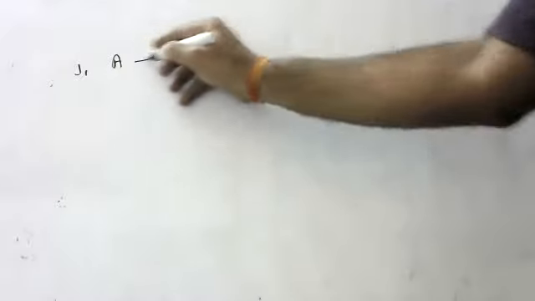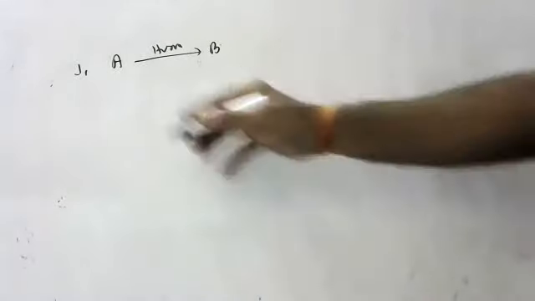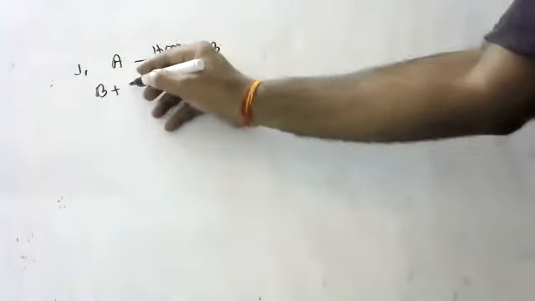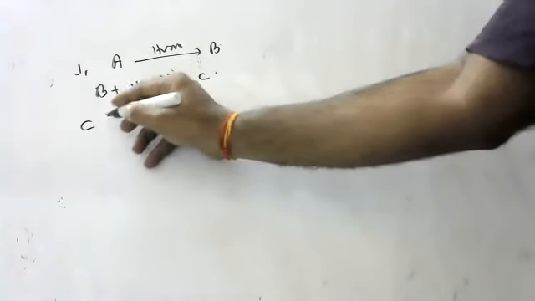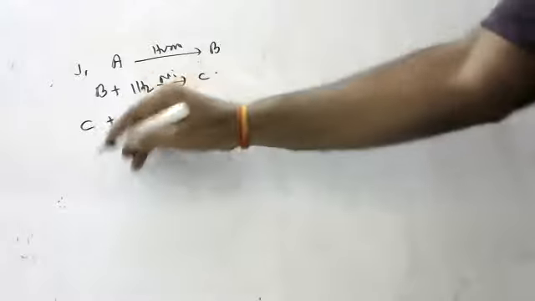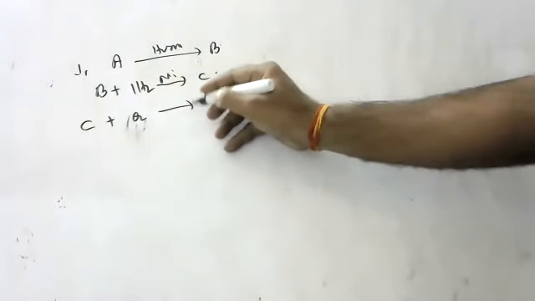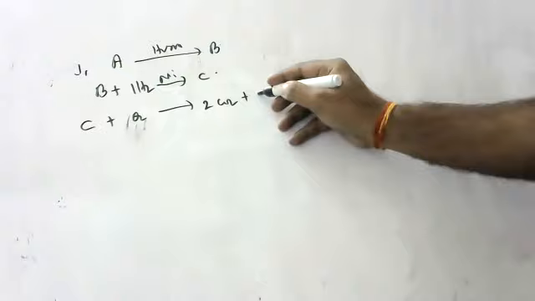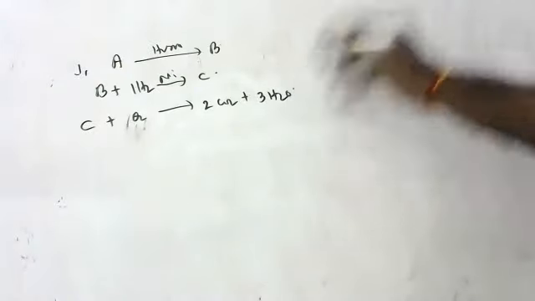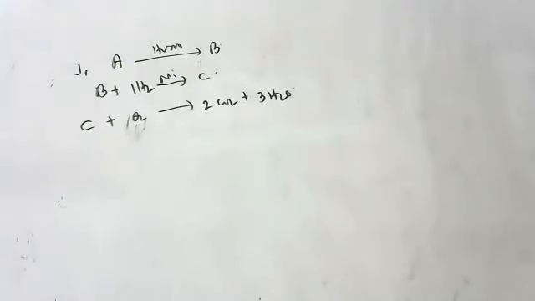Last question. An organic compound A, on heating with sulfuric acid, forms a compound B, which on addition of 1 mole of hydrogen in presence of nickel catalyst forms C. 1 mole of C on combustion forms 2 moles of CO2 and 3 moles of water. Identify A, B, C.